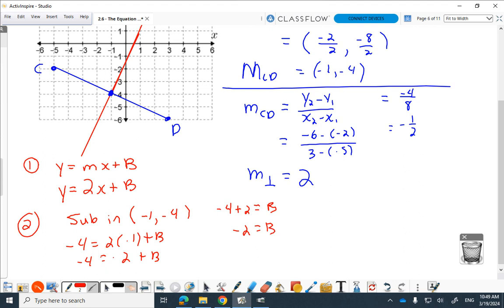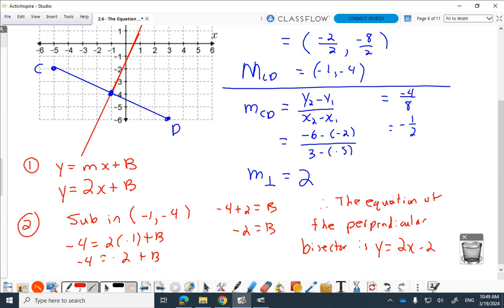Therefore, the equation of the perpendicular bisector is y equals 2x minus 2. And then I look at my picture and I go, does it look pretty close? My red line, I drew it sort of freehand, but it looks pretty good. The actual calculation was negative 2. I should have gone through negative 2, but this calculation nails that down.